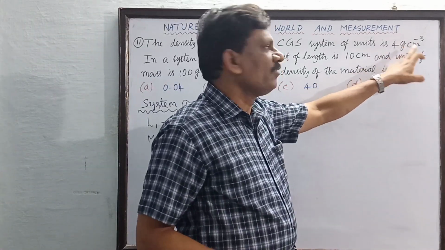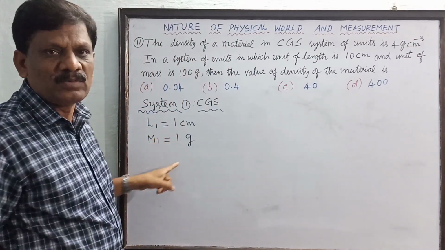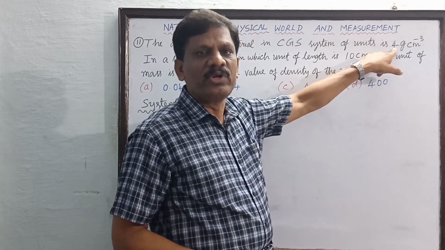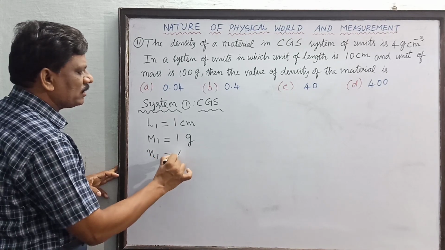So we need the unit of mass and the unit of distance. So I have taken L1 is 1 centimeter and M1 is 1 gram, and the magnitude is 4 units. So the number of units N1 is equal to 4.